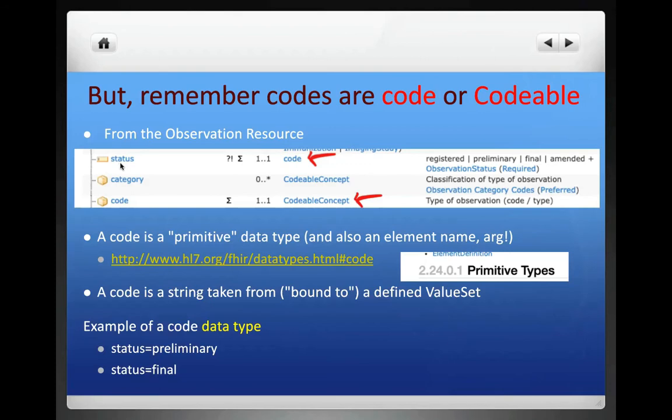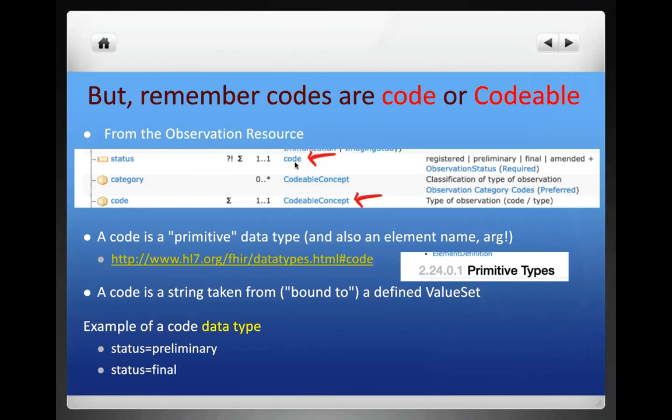The element name within the resource is status, and the data type is code. And here you have an enumerated value set. You have registered, preliminary, final, amended, and they're telling you it's extensible. Down here, you have an element named code of a data type codable concept. So here you have both an element named code and a data type of code. I will not defend that this isn't confusing, but it's the way it is.